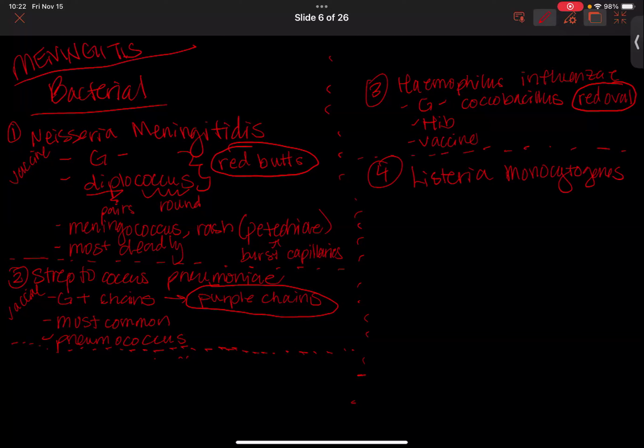And this is just the bacterial meningitis. So Listeria monocytogenes, we usually get this from food. It's going to be dairy and meats and certain things that are on that spectrum of the food.